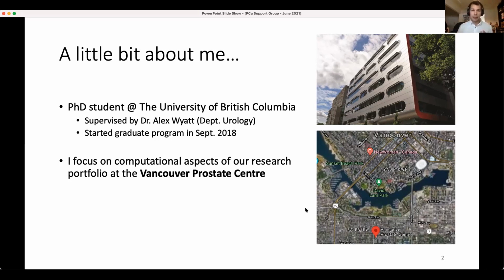Now, our lab has quite a variegated research portfolio, and my research focuses more on some of the computational aspects of this research. So developing software and algorithms to get a better understanding of prostate cancer biology.